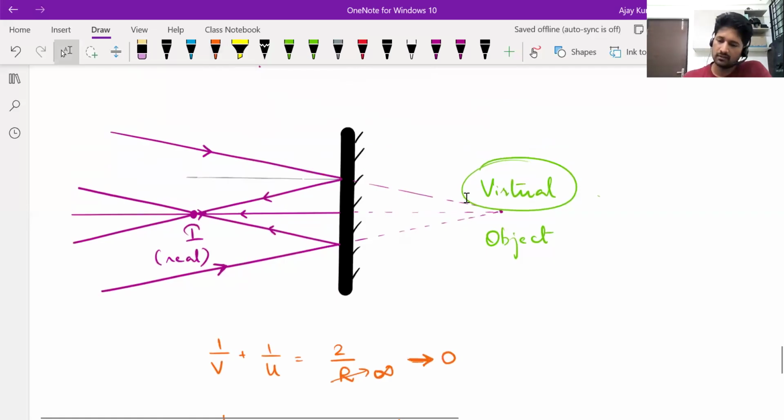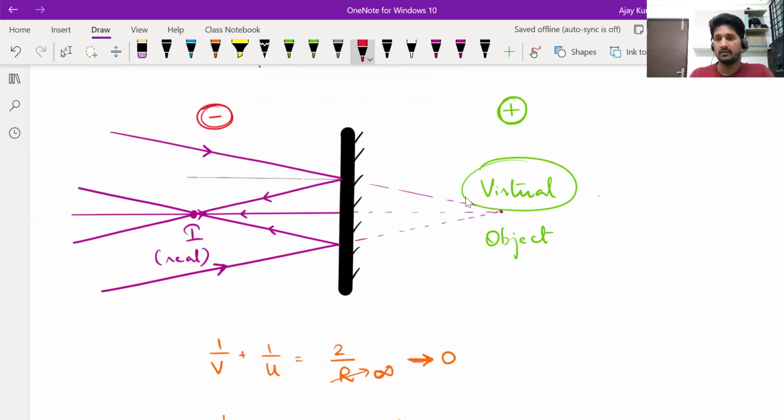Now, which side are the incident rays traveling to? They are traveling to the right side. So anything on the right side will be considered positive. Anything on the left side will be considered negative. So in this case, object distance is positive. You will get image distance negative. And that object is a virtual object. Okay. So whether it's a real object or a virtual object, it's not the location of the object that matters. It's the direction in which the incident rays are traveling that matters to determine positive or negative.